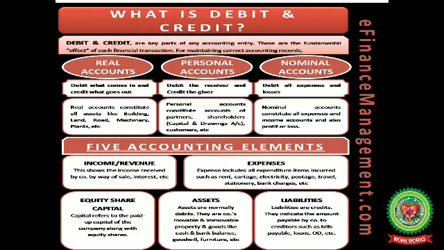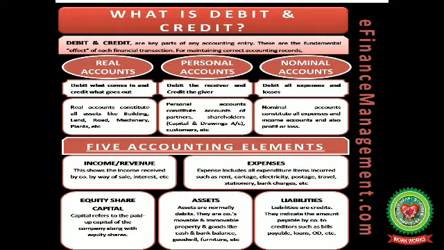Now we have main 5 accounting elements, that is CLEAR. C stands for capital, L stands for liability, E stands for expenses, A stands for assets and R stands for revenue. We have 5 main elements which are abbreviated as CLEAR: capital, liabilities, expenses, assets and revenue. Now, when we talk about capital, it refers to the paid up capital of a company along with the equity shares.